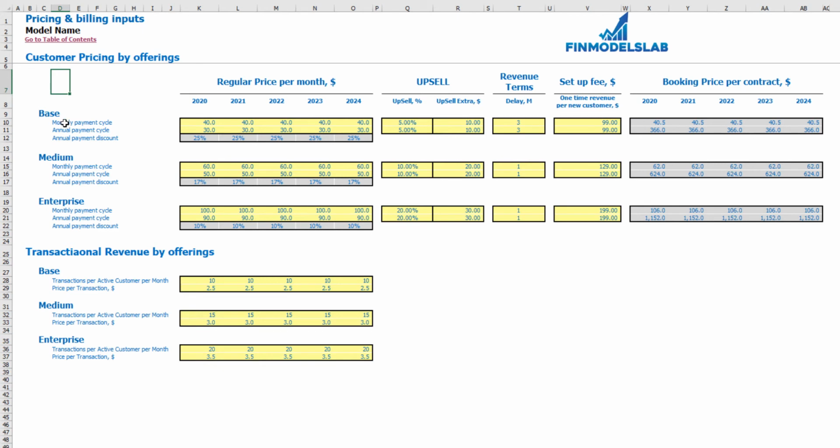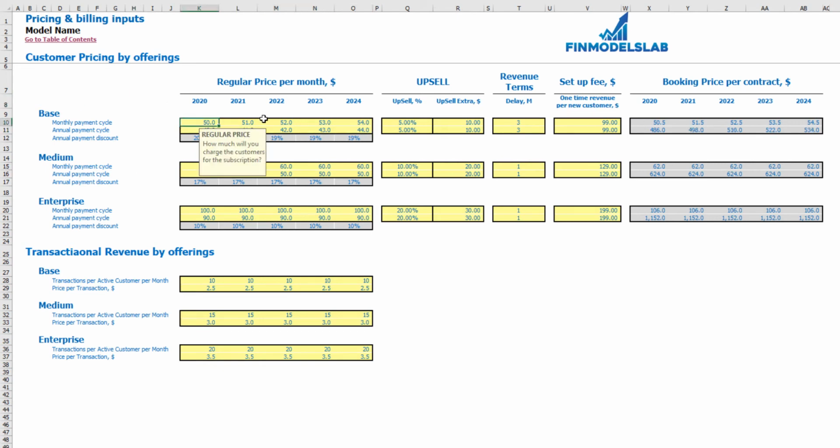And each offering is broken down by monthly payment cycle and annual payment cycle. So for both of these payment cycles, you should input the monthly equivalent of your regular price. Let's pretend for the base this is $50, 51 the next year, 52, 53, 54, something like that. For the annual payment cycle, let's say it's 40, 41, 42, 43, 44.